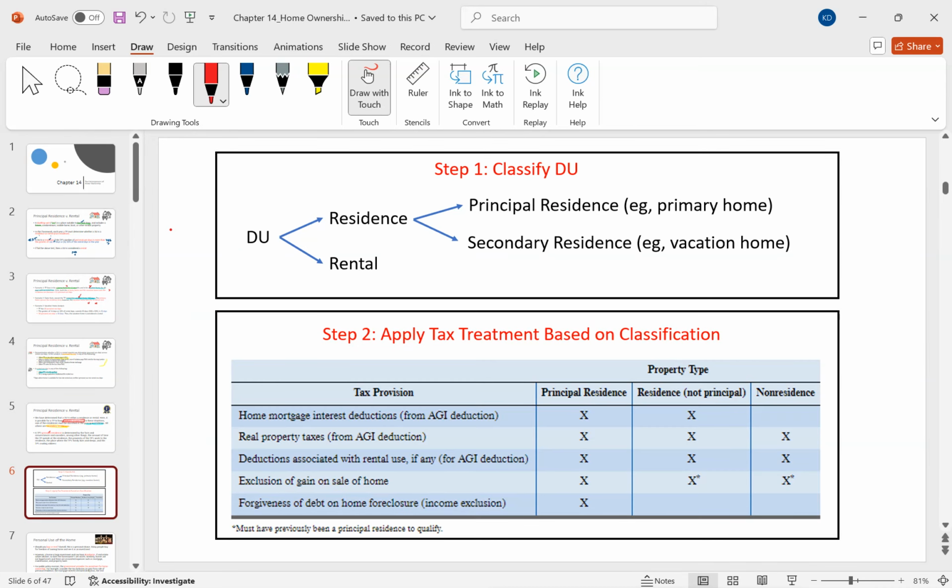But here's the framework. Imagine we had multiple properties like A, B, C, D. For each one of them, they're a dwelling unit. We have to determine, is it a residence?